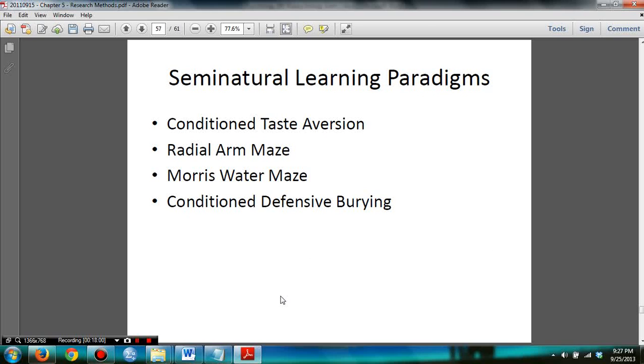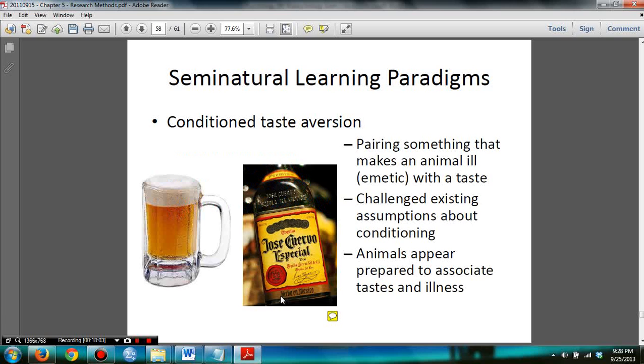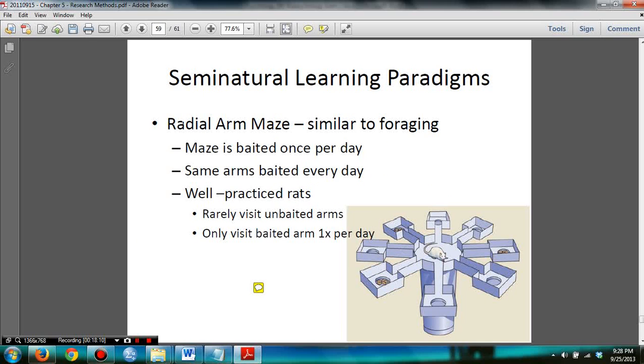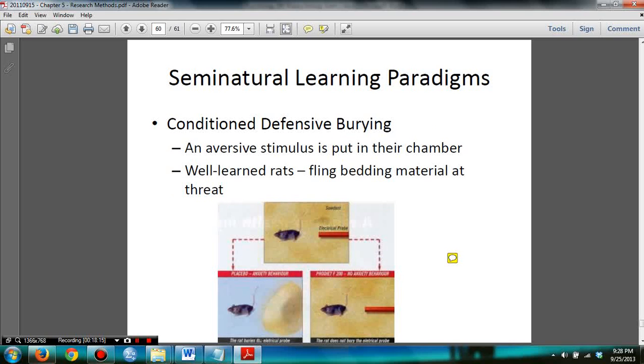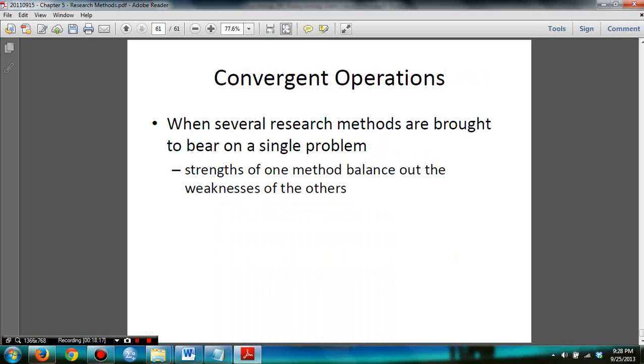And now we're learning semi-natural learning paradigms. You need to know conditioned taste aversion. You need to know the radial arm maze. And you need to know conditioned defensive burying. And then for wrapping it up, you need to know convergent operations. So basically, one method's strengths balance out the weaknesses of others. And that's important.